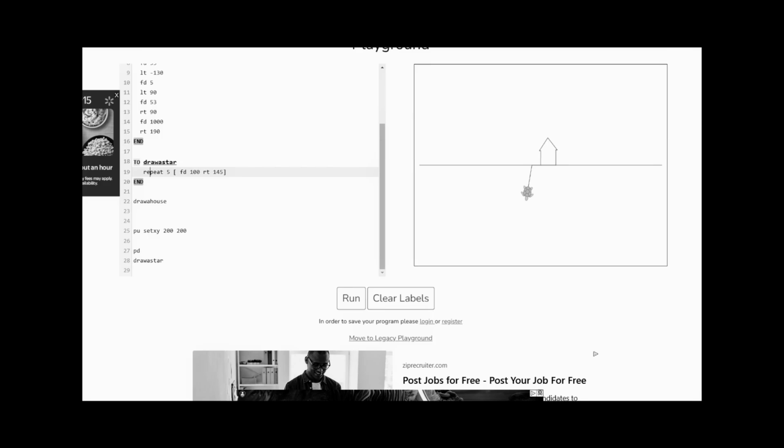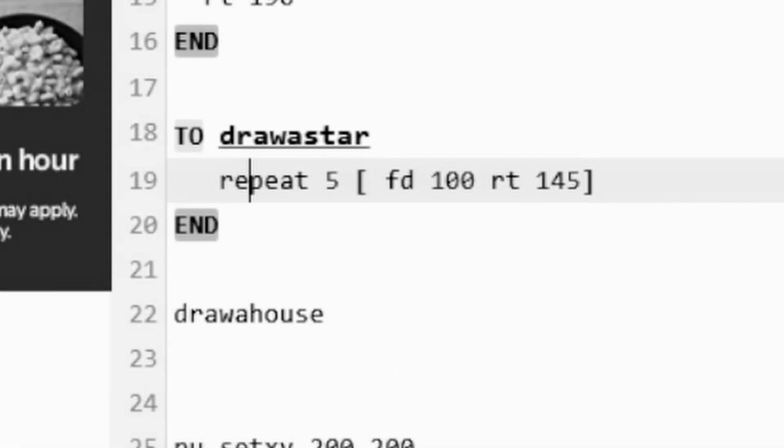Okay, so while I was reviewing this, I didn't realize that I didn't actually explain how a function worked. So it's basically just like forward makes it go forward 100 times, and then right 145 degrees, and it just repeats itself 5 times, which creates a star.